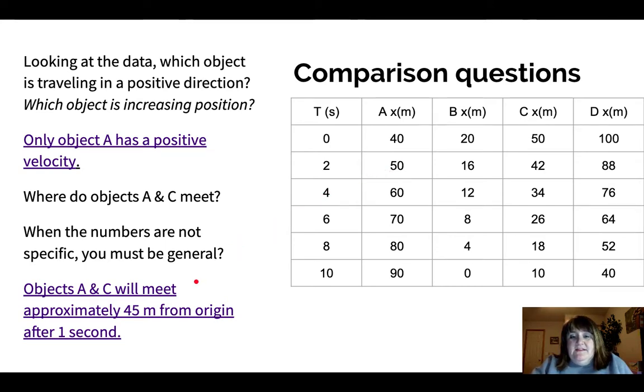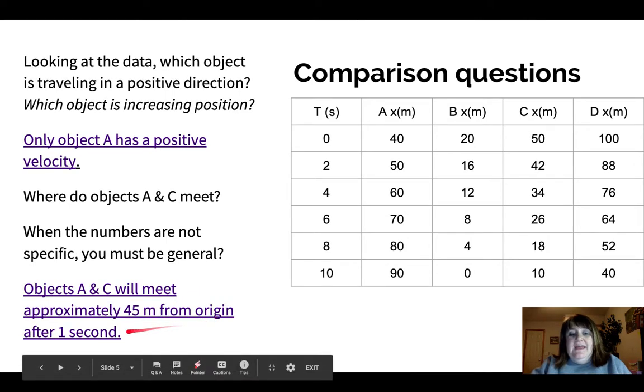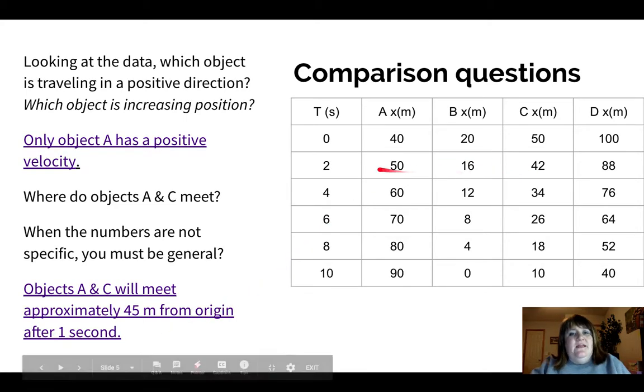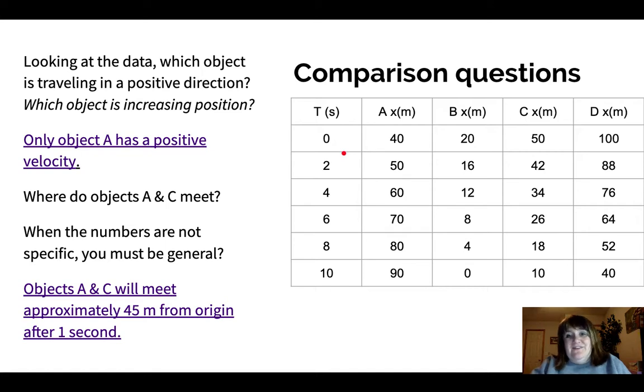So when you write this, you would write objects A and C will meet approximately 45 meters from the origin after 1 second, because it's not quite 2 seconds, but it's not quite 1 second either. Okay, at 1 second, this would be at 45, and at 1 second, this would be at 46. So somewhere right after that 1 second is where they would meet.